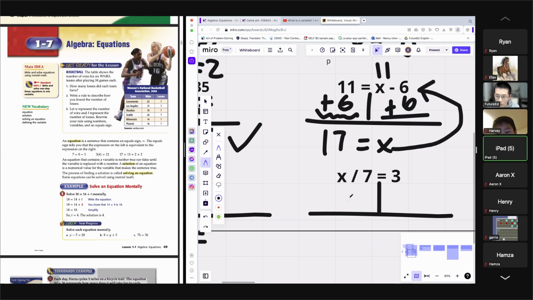X divided by 7 is 3. 7 multiply 3 is, no, 7 times 3 is 21. Okay, so why did you think to multiply by 7? So what's your justification for multiplying by 7? Why don't you multiply by another 3? Because I think you caught yourself by saying 3 times 3 is not the answer. So why is it multiplied by 7?